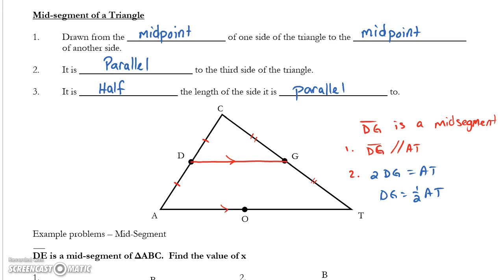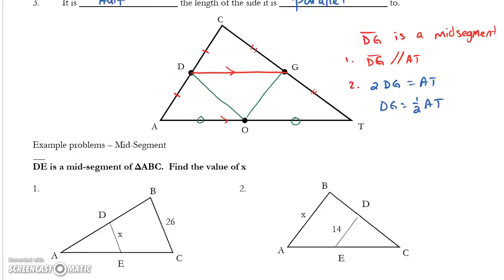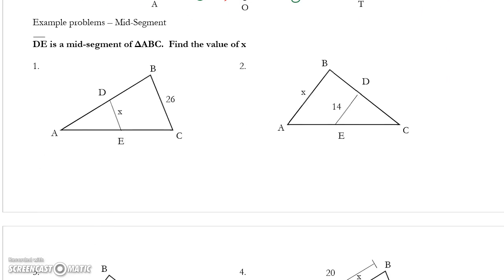Okay. The next thing is to recognize that I actually have 3 different midsegments. Segment OG would be a midsegment if O was also a midpoint here. And similarly, segment DO would be a midsegment. So my midsegment does not always go left to right. It's connecting any 2 midpoints inside of a triangle. So let's look at some examples of midsegments.